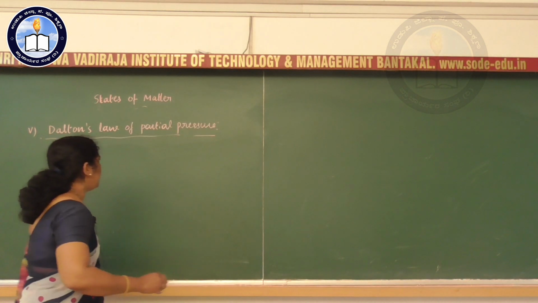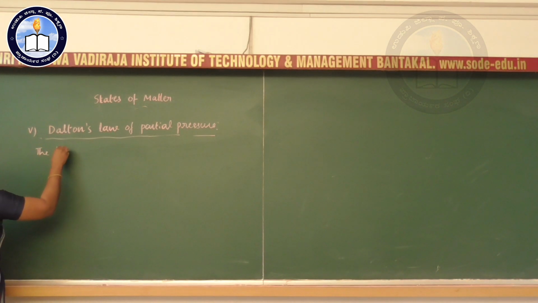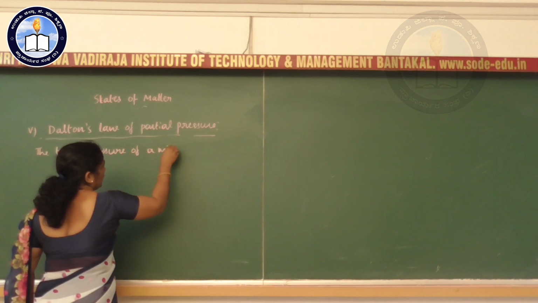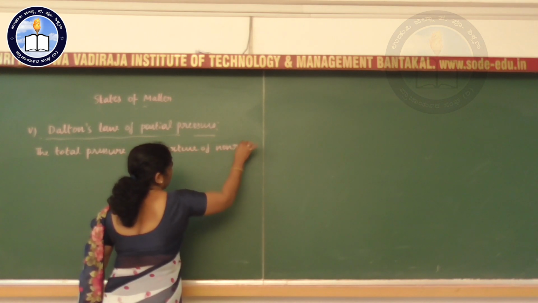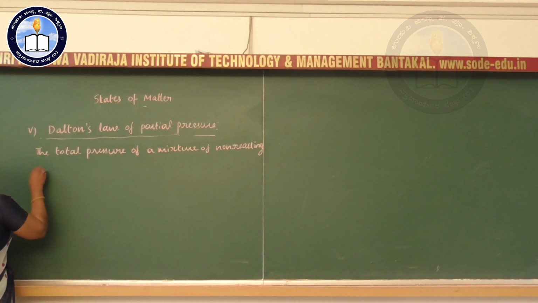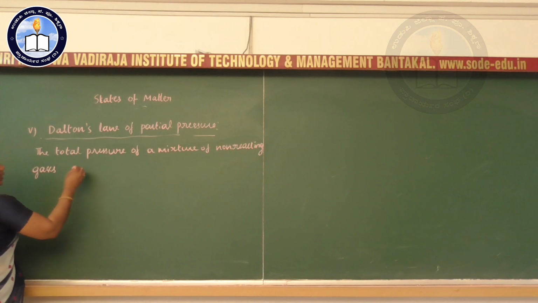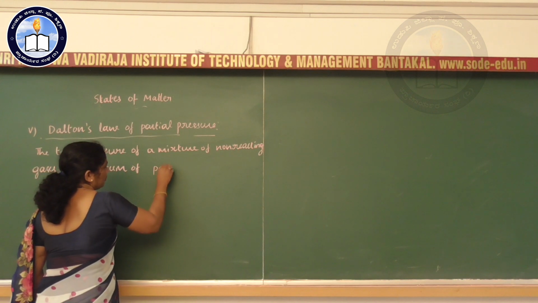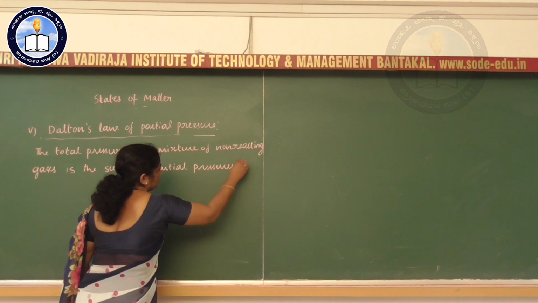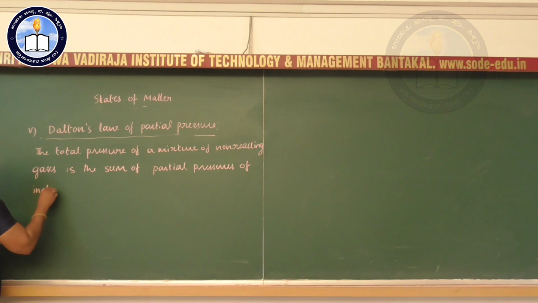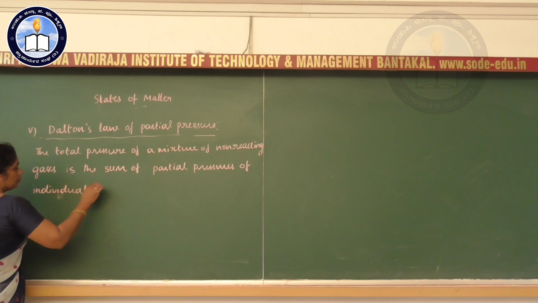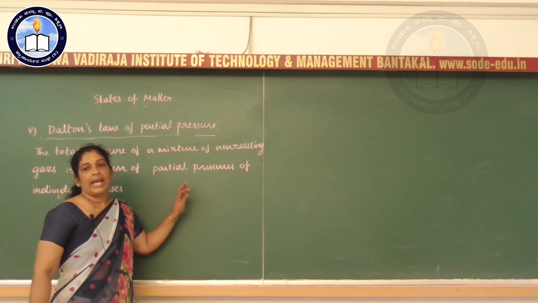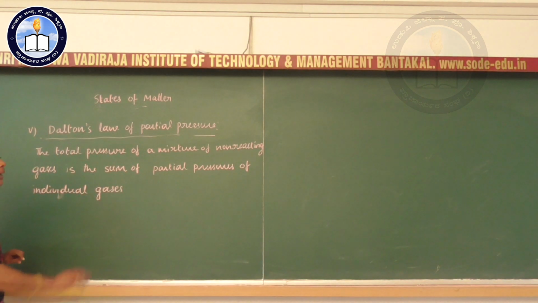Okay, so we can write it as: the total pressure of a mixture of non-reacting gases is the sum of partial pressures of individual gases. That is, if they are present in a container having the same volume and same conditions of temperature. Okay. Mixture of non-reacting gases.